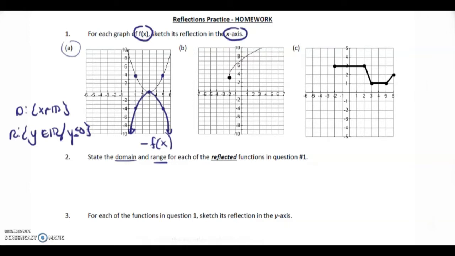Okay, and now we're going to sketch the reflection in the y-axis. So this (3, 0) will go to (-3, 0). This (1, -4) is going to go to (-1, 4). This (5, -4) is going to go to (-5, 4). That's a reflection. That's this reflection in the x-axis.